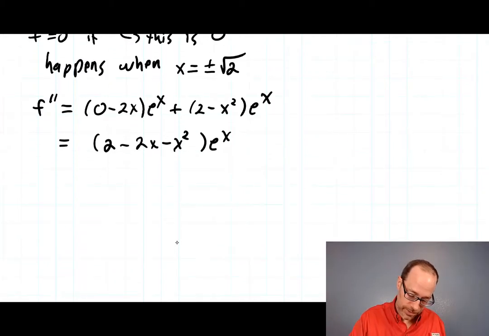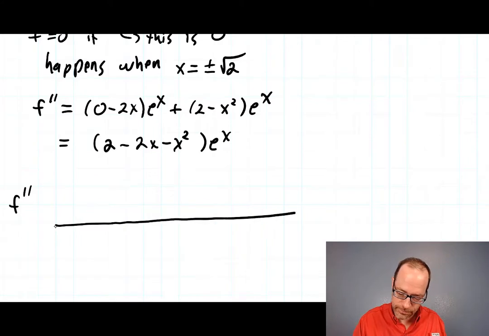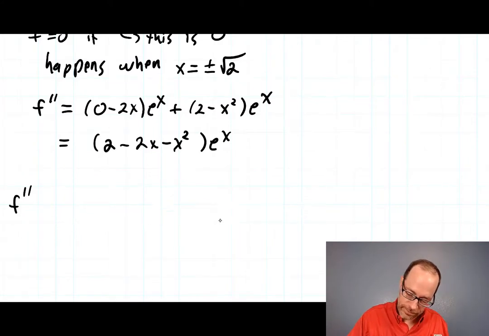So let's do this picture we have before. The sign of the derivative. Well, what the heck? We don't care about concavity here at all. Let's just calculate the sign.